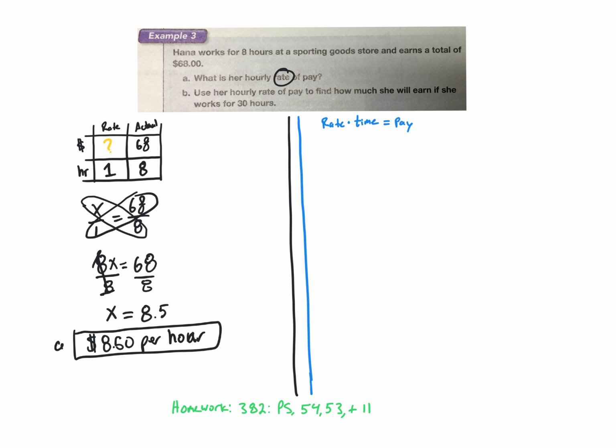Part B says, use her hourly rate of pay to find how much she will earn if she works for 30 hours. So this is how much she gets paid for 1 hour. How much will she get paid for 30 hours? I'm just going to say that 8.50 times 30, and I get $255.